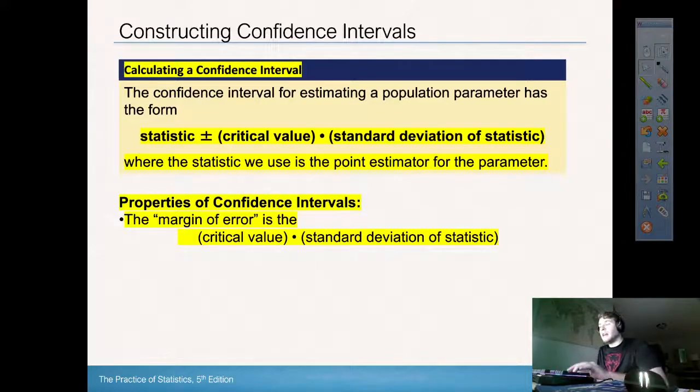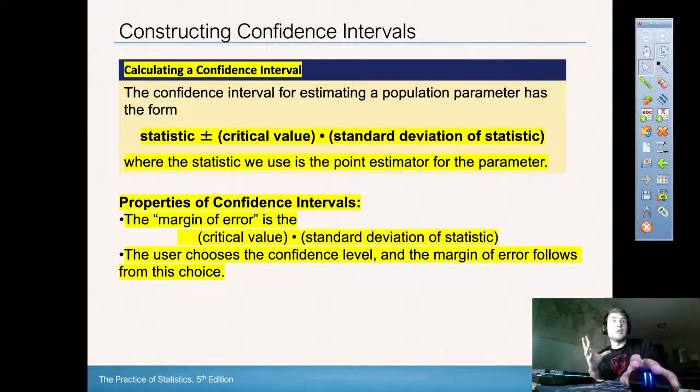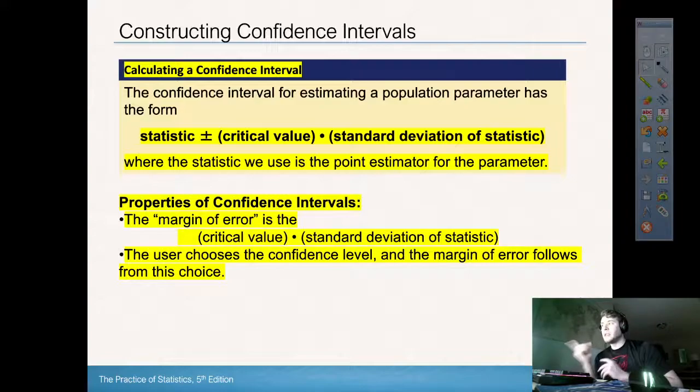So you'll write that. Next, we have this idea of confidence level. In the problems we did, we said, okay, there's a 90% confidence interval, and then we had one that was 95% confidence. So we've got to talk about these confidence levels at some point, and that is about to happen soon. But it says the user chooses the confidence level, and the margin of error follows from this choice. So confidence level is going to affect margin of error is basically what this is saying.